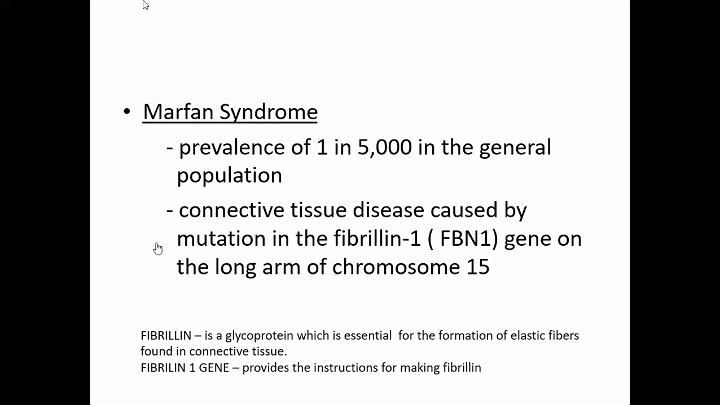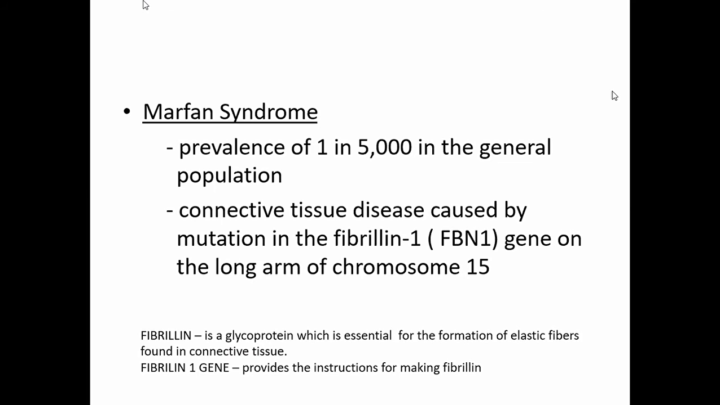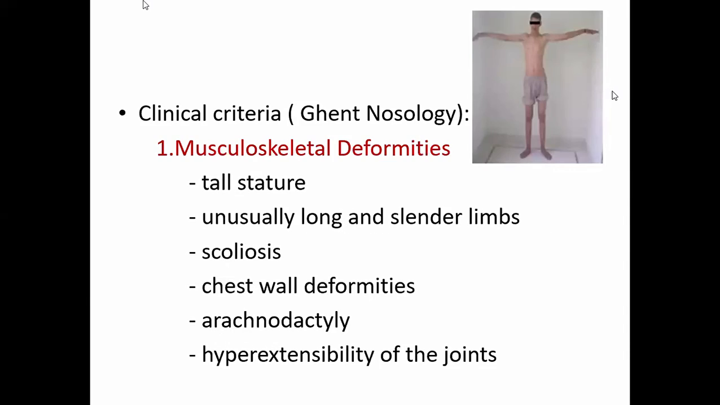The prevalence is 1 in 5,000 in the general population. This is a connective tissue disease caused by a mutation in fibrillin-1, the FBN1 gene on the long arm of chromosome 15. Hypercholesterolemia is chromosome 19, Marfan syndrome is chromosome 15. This is really a board exam item. Fibrillin is a glycoprotein essential for the formation of elastic fibers found in connective tissue. The FBN1 gene provides the instructions for making fibrillin. So that's the story.